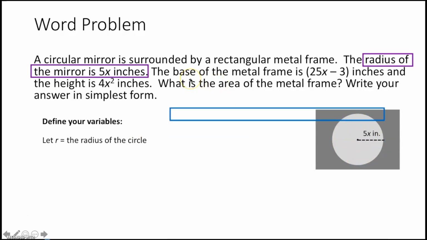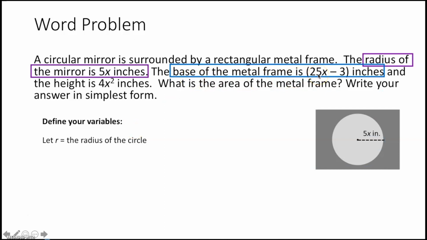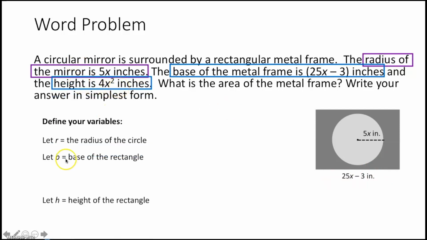Next, it says the base of the metal frame is 25x minus 3 inches. So the base is going to be another variable. So we say b is the base of the rectangle, and we label that over here 25x minus 3 inches. Lastly, the height is 4x squared inches. So h is going to be another variable, and over here we label 4x squared inches as our height.